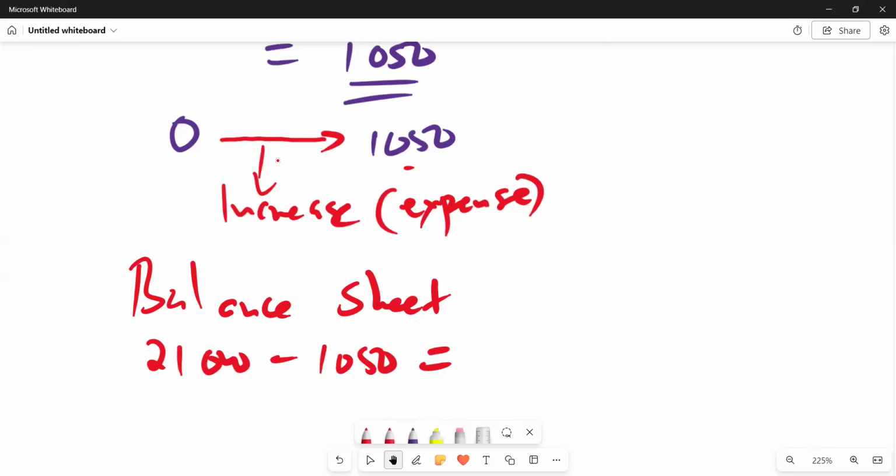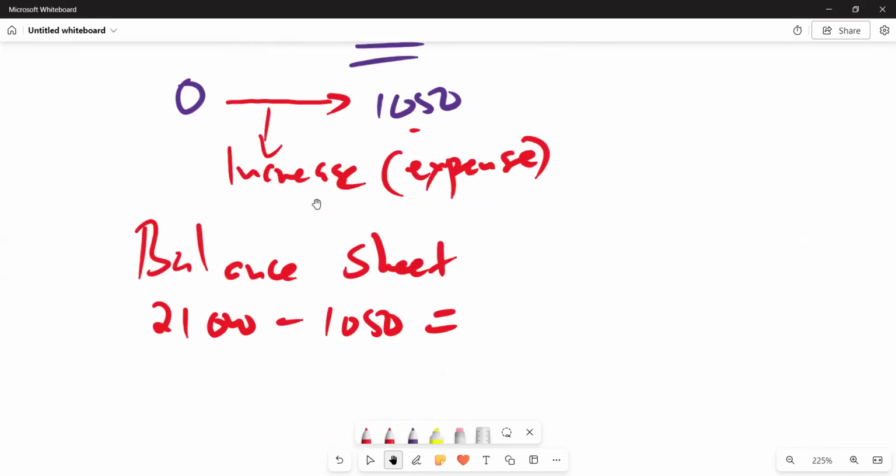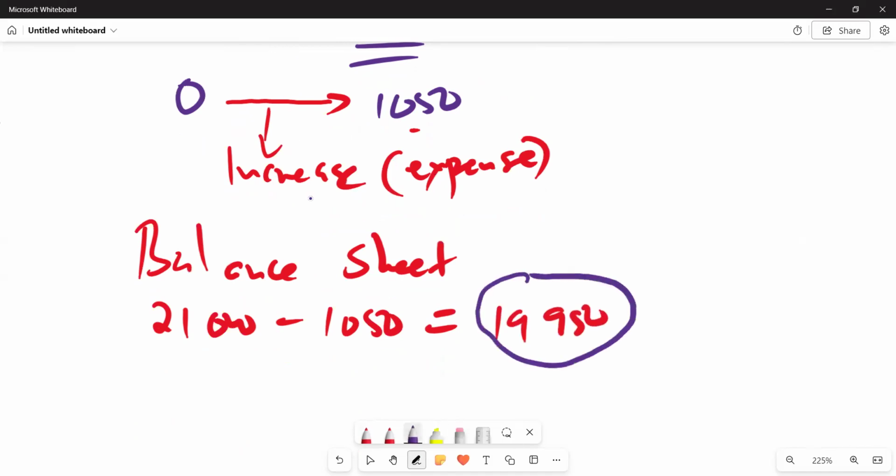So we say 21,000 minus 1,050, and the figure that you are going to get is 19,950. So this becomes the figure that is now going to the balance sheet after I've subtracted the current level of provision for credit loss. In the income statement, we are going to put our 1,050 as our expense, as provision for credit loss adjustment.